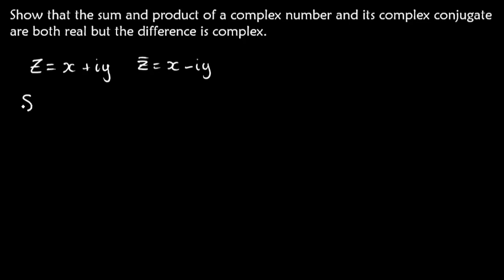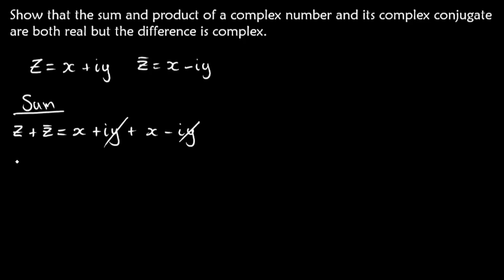So let's start with the sum. For the sum, this means that we're saying z plus the conjugate. Let's see what we get. So this is x plus iy, and we're adding this to x minus iy. Now clearly this cancels this, so this means that z plus the conjugate is equal to x plus x, which is 2x. So this shows that the result is a real number because all the imaginary part has cancelled out.